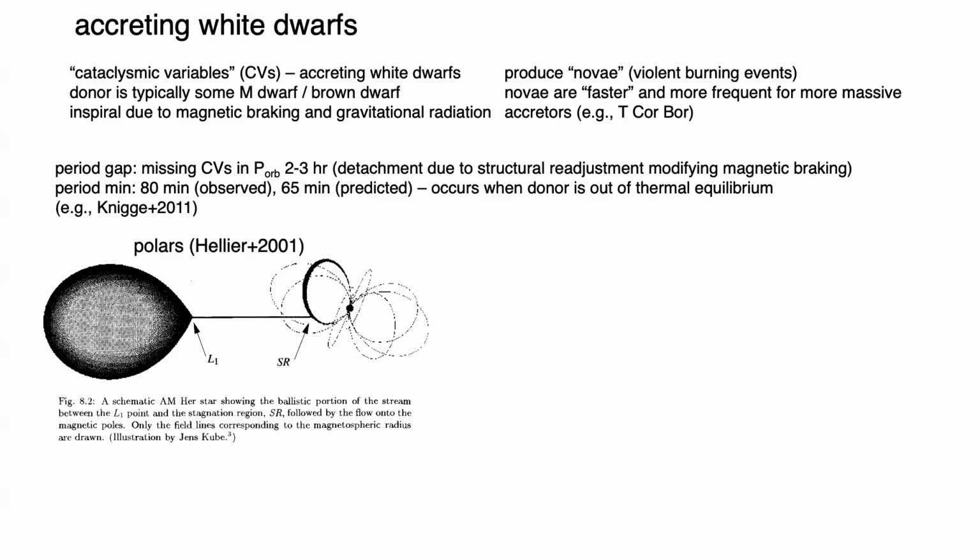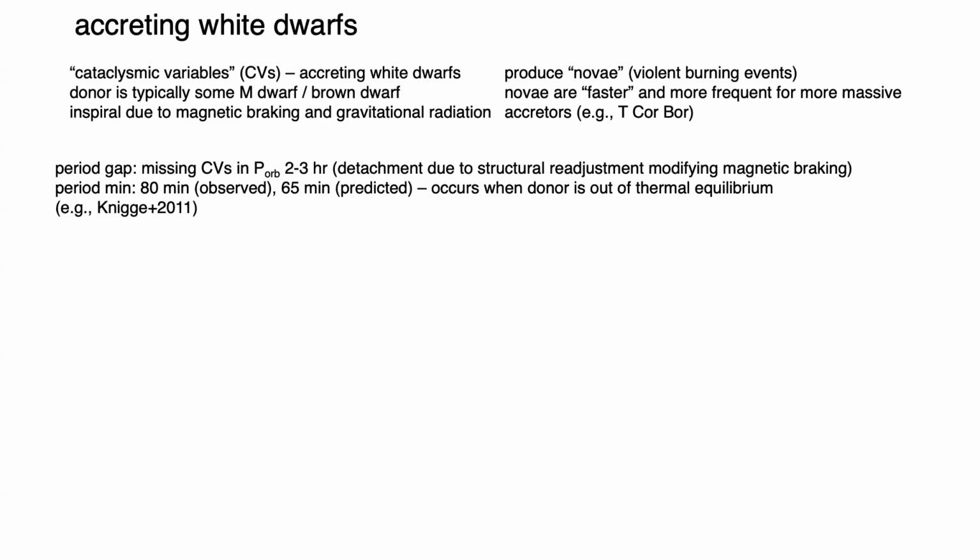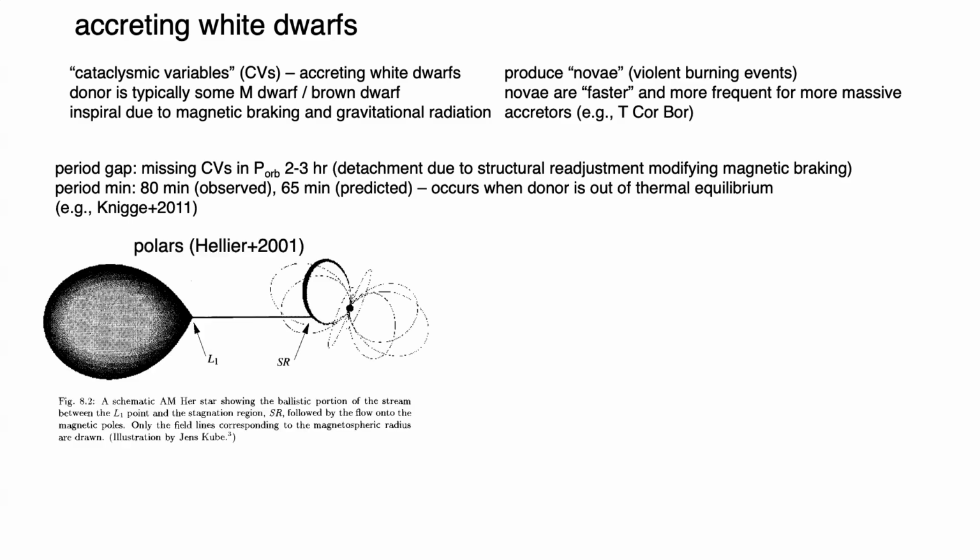It turns out that there's a thing called a period gap. There are missing white dwarfs in this range, 2 to 3 hours. And then there's a period minimum corresponding to when the donor is out of thermal equilibrium, which is about 80 minutes. These are important features in the CV distribution, but they're not well understood, and the stories about them are kind of like trouble in paradise.